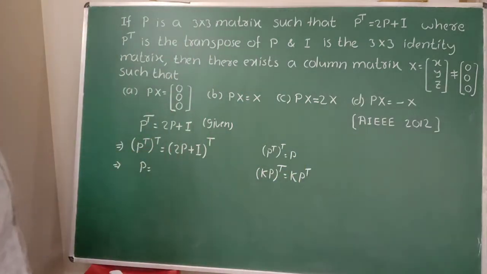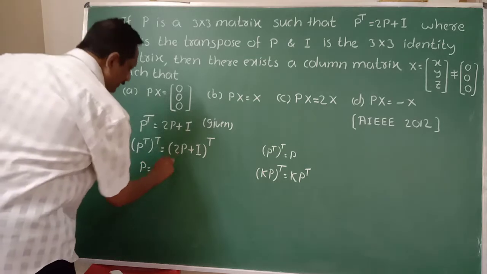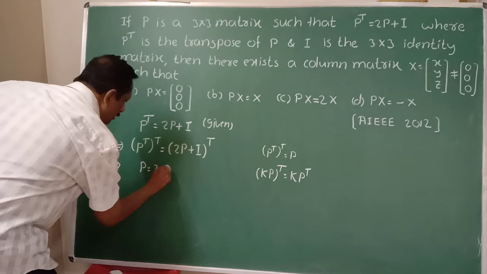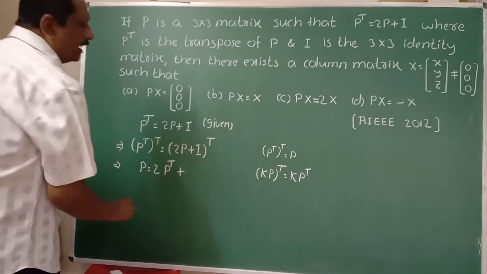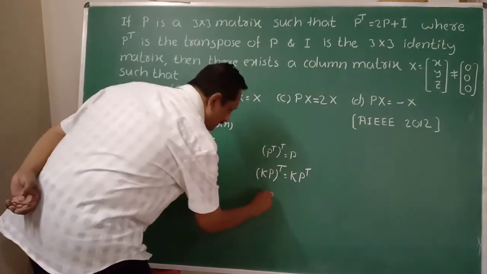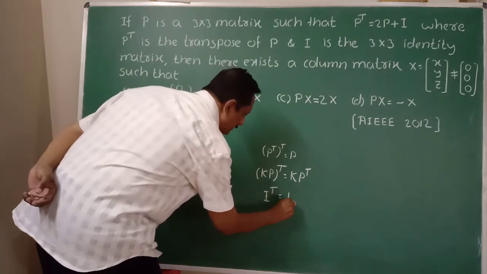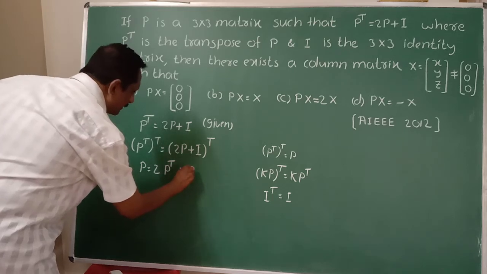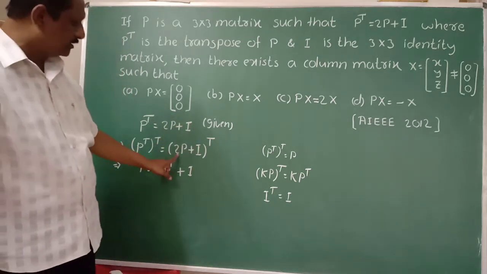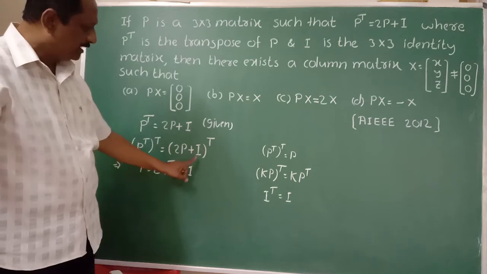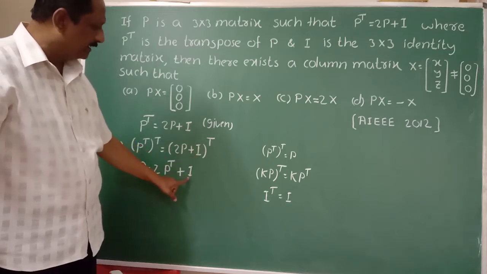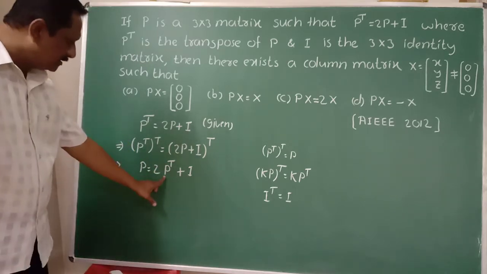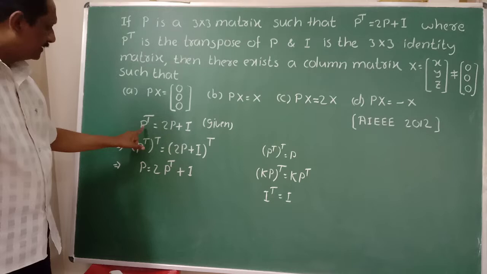K is a constant here, like that 2 is a constant here. Therefore 2 into the transpose of P plus the transpose of the identity matrix here. The transpose of the identity matrix is again an identity matrix only, hence you write it is I. Here 2 is a constant. The transpose of P plus the transpose of the matrix I is again I only, because I is an identity matrix here. So the transpose of P is 2P plus I.